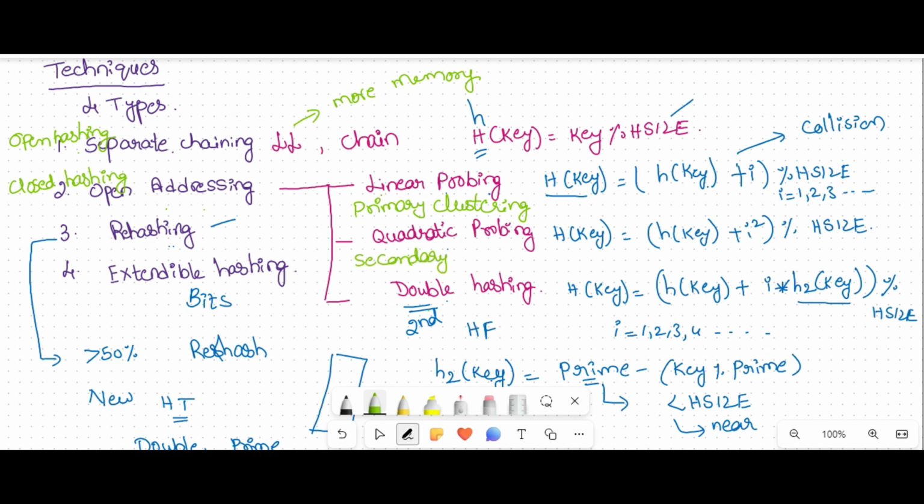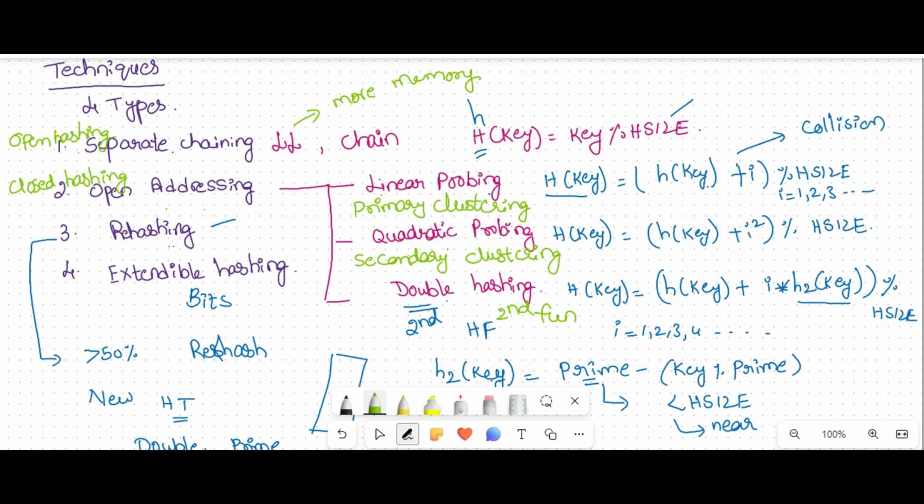Why am I writing all this in a single page? It is easy to understand. Summarizing, if we have seen it, it is easy to remember also. So the disadvantage here is secondary clustering. Okay, now the third one: second hash function calculation will take more time.